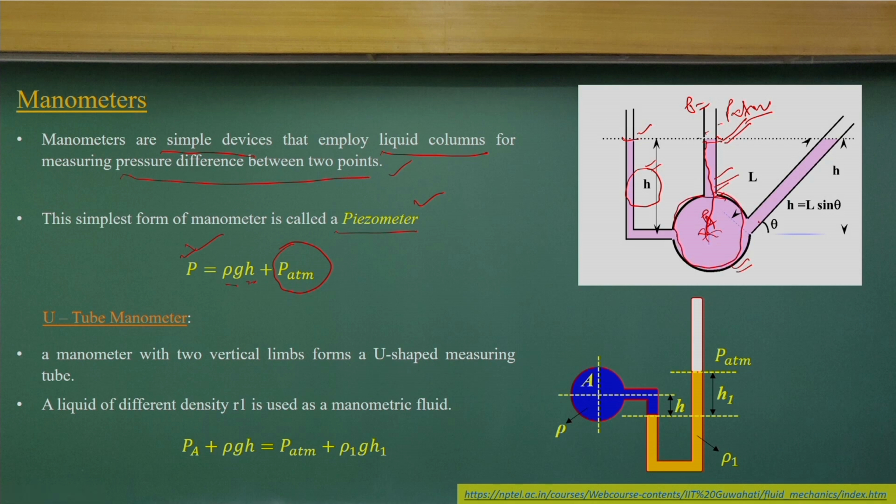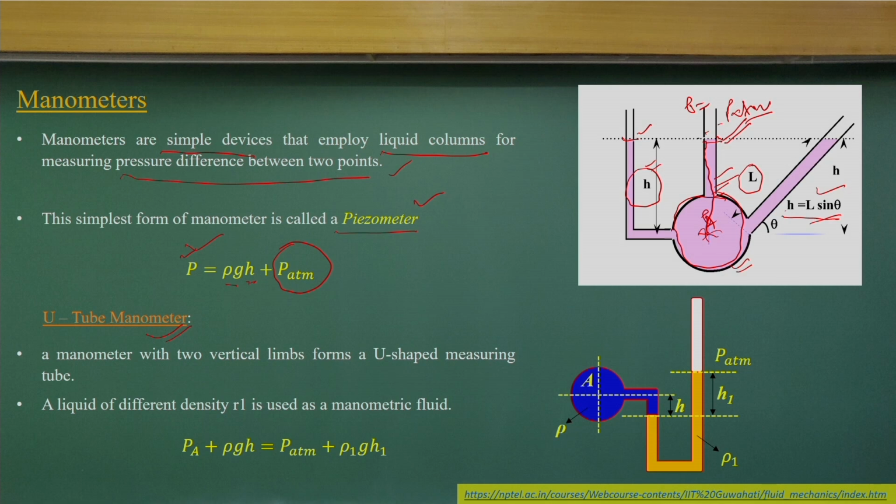In a similar way you can have an inclined one or a vertical one. If you look at the inclined one, with inclined length L, the height of the liquid rise is h equal to L sin theta, a simple projection. Sin theta gives the projected part of this incline, so h equals L sin theta. But sometimes we use U tube manometers.